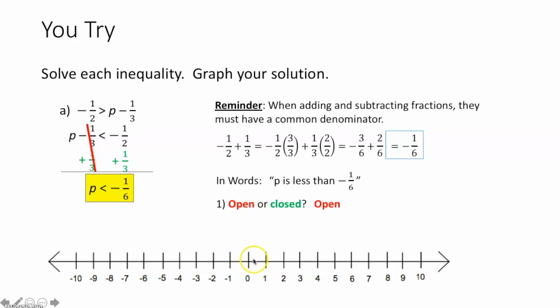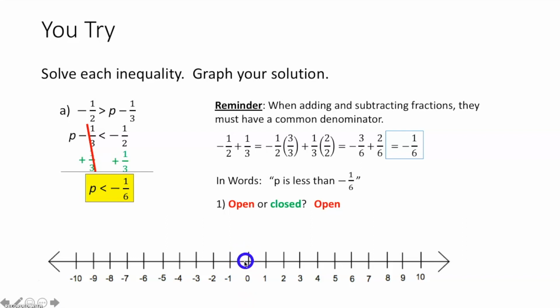So where is -1/6? Well, negative is going to be on this side, and it's a fraction, so it's going to be between 0 and 1. And since it's 1/6, it's going to be pretty close to 0. So we're going to put our point or our open circle for -1/6 about right here.